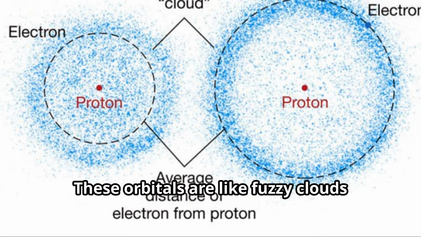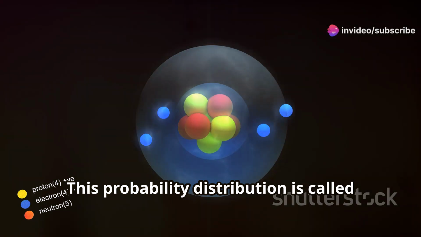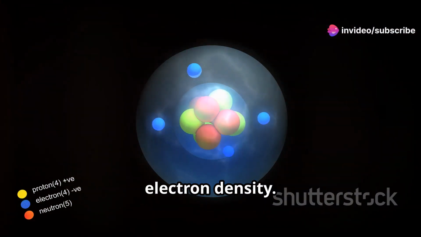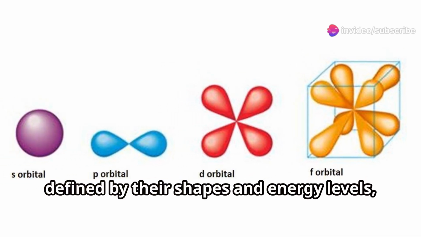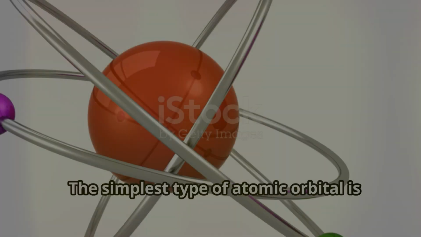These orbitals are like fuzzy clouds where the likelihood of finding an electron is high. This probability distribution is called electron density. These orbitals, defined by their shapes and energy levels, hold the key to understanding atoms and molecules.